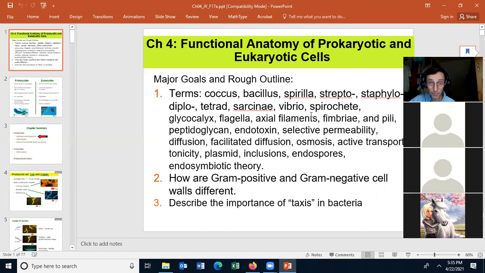What's a spirochete? What's the glycocalyx? What's a flagella? What are axial filaments? What are fimbriae? What are pili? What is peptidoglycan? And we kind of already talked about that one. What is an endotoxin? And what is selective permeability? What is diffusion? What is facilitated diffusion? What is osmosis? What is active transport? What is tonicity? What is a plasmid? What are inclusions? What are endospores? And what is the endosymbiotic theory?